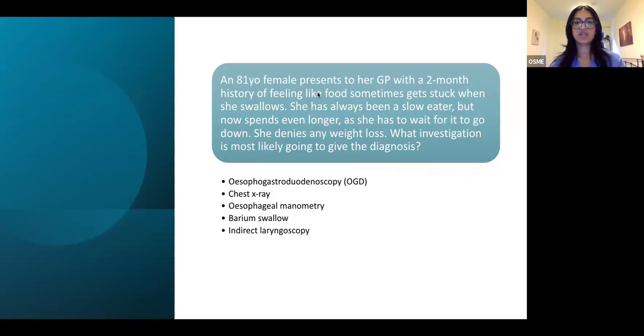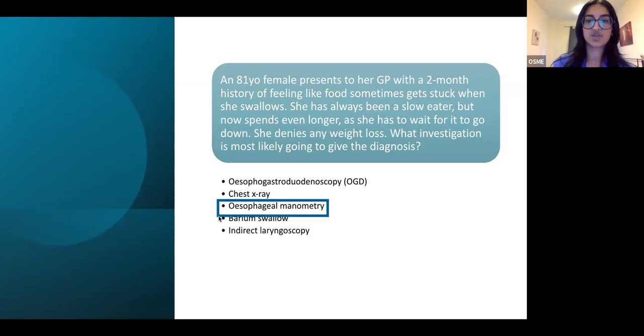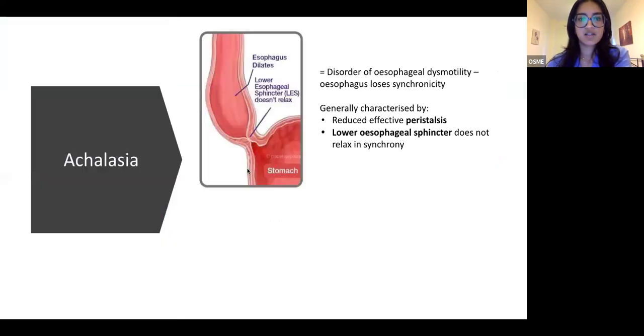Okay, so I think this one is a bit trickier. So she's got quite a long history of dysphagia, and she is taking quite a long time to eat her meals, but she doesn't have any of the kind of red flag cancer symptoms, so no weight loss, anything like that. And she's quite old, so she's 81 years old as well. So, taking all these factors into consideration, you would be suspecting an achalasia. So, you'd want to do an esophageal manometry. I do think this question's quite hard, but I'll be explaining what achalasia is on the next slide.